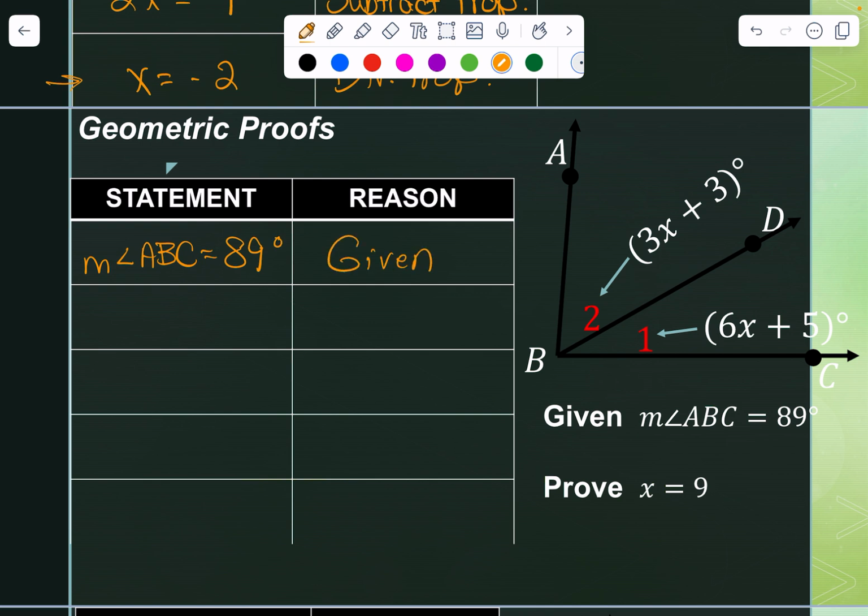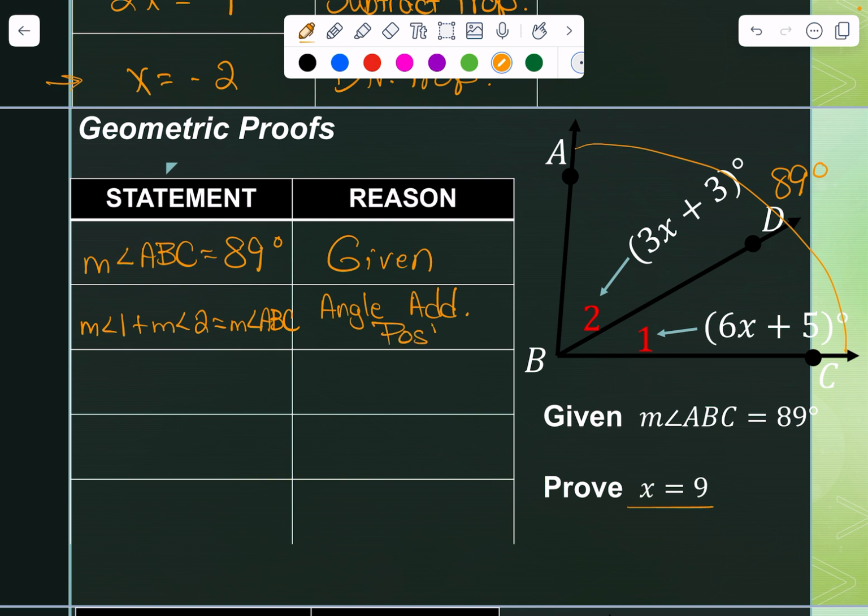So here they give me the measure of angle ABC is equal to 89 degrees. That's my given. Okay, and they want me to prove that x equals 9. So I look at this process. I know that ABC, this big angle, that is 89 degrees. So now I need to figure out how do I get to the other pieces. So here's what I know. I know that the measure of angle 1 plus the measure of angle 2 is equal to the measure of angle ABC. That is by angle addition postulate.